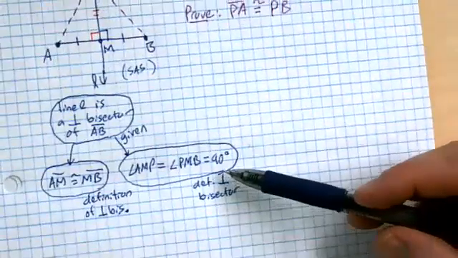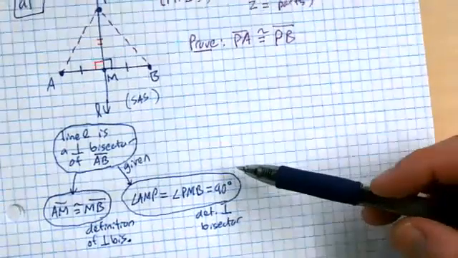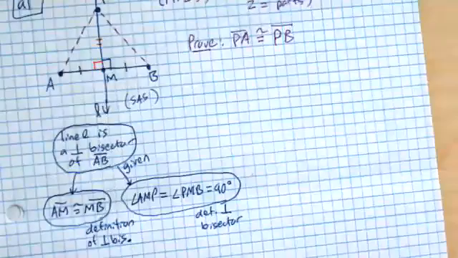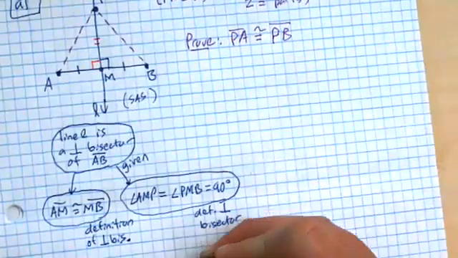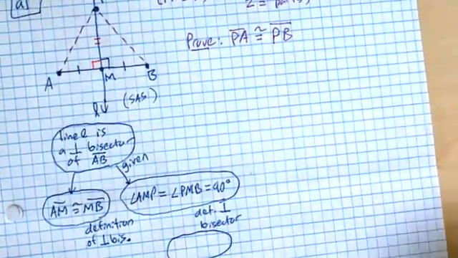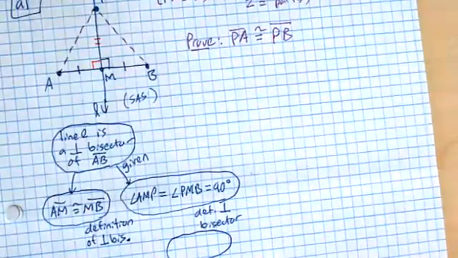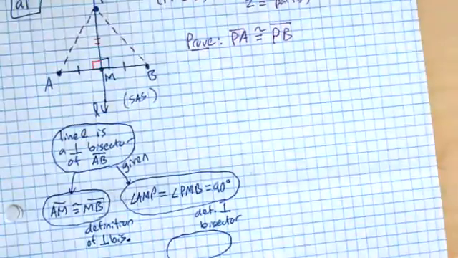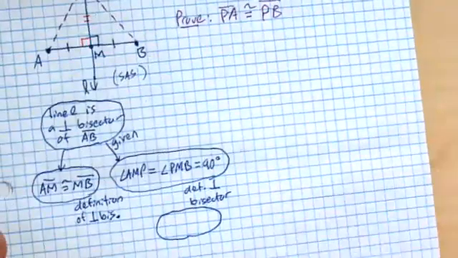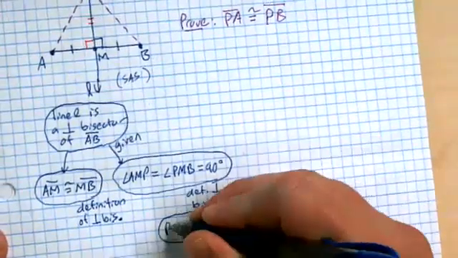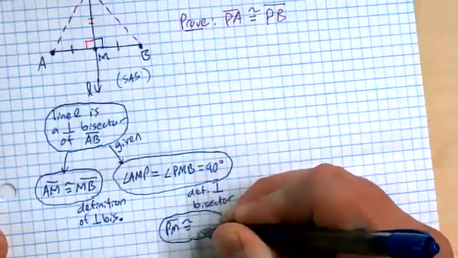What am I missing? We're missing the reflexive property here. Let's stick another one. I'm trying to save space here, so I'm going to squeeze my reflexive property underneath that long bubble that we just did. You still can't see, sorry. Hopefully we're coming back here. PM congruent to PM.